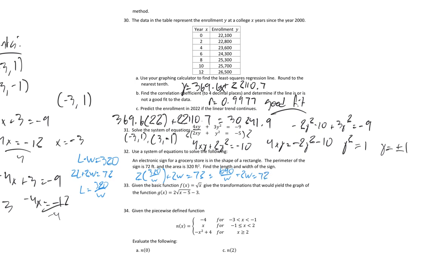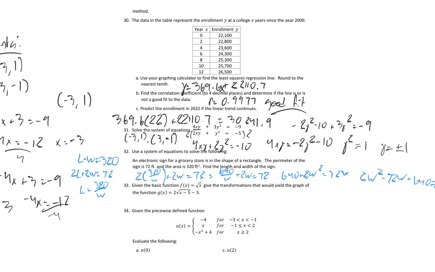Well, now what we could do is maybe multiply both sides by w. So we'd have 640 plus 2w squared equals 72w. Then we can move all this to one side and use the quadratic formula, I think. So go 2w squared minus 72w plus 640 equals 0.